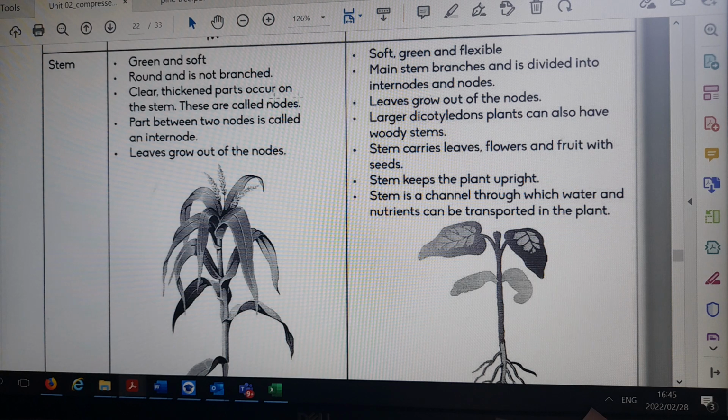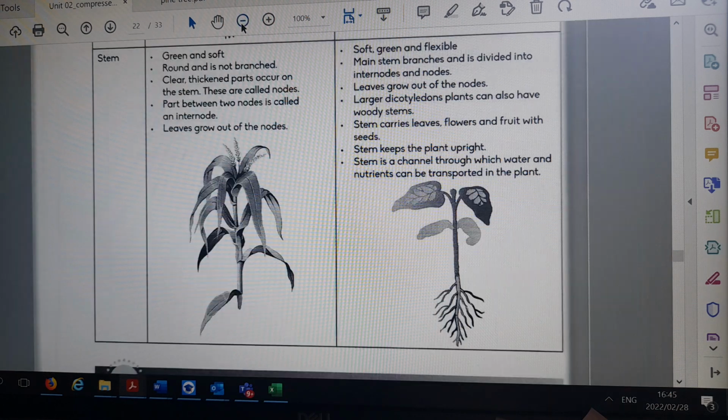And then we look at the stem for the maize, which is the monocotyledon. They say the stem is green and soft, round, and is not branched. Okay, the stem is not branched. Can you see that? It is clear, thickened parts occur on the stem. These are called the nodes. The part between the nodes is called the internode. Leaves grow out of the nodes.